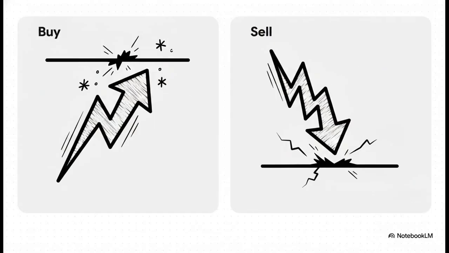And this brilliantly illustrates the exact entry criteria mechanics for both scenarios. For a buy trade, you wait patiently until the price taps a bullish order block or fair value gap on your 15-minute map.